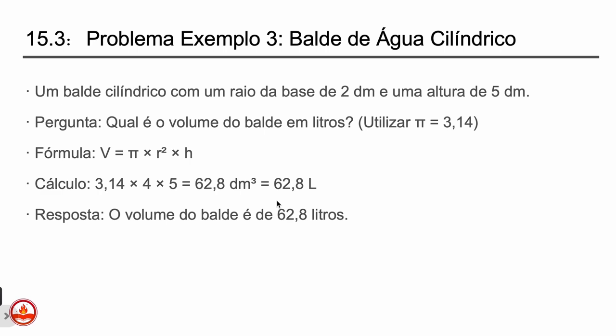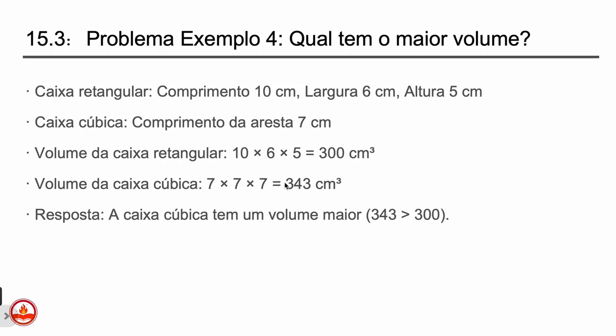Okay, I have another and the last example for you guys about like comparing two different things. Which has more volume? Box A and box B. Box A is rectangular. It is 10 times 6 times 5 equals 300 cubic centimeter.